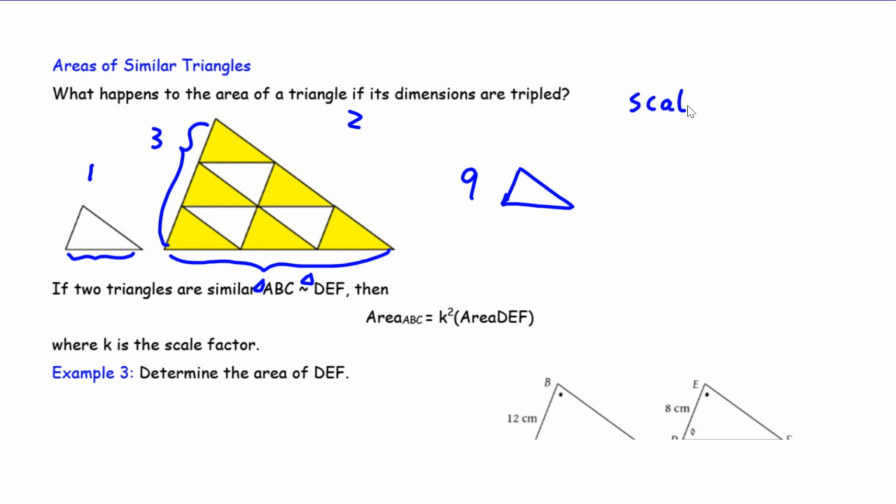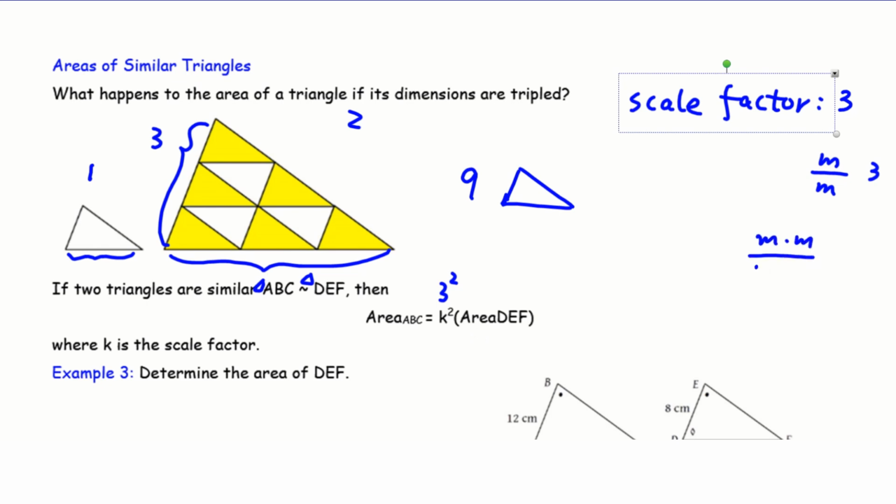So the scale factor is the corresponding size ratios. So this divided by that is 3, but the area is 3 squared. It's area squared. How to understand this one? You could think that it is similar to a unit. So the scale factor is meter to meter, so it's just meter divided by meter. So it is 3. And for area, you have meter times meter divided by meter times meter. So it will be the scale factor squared.